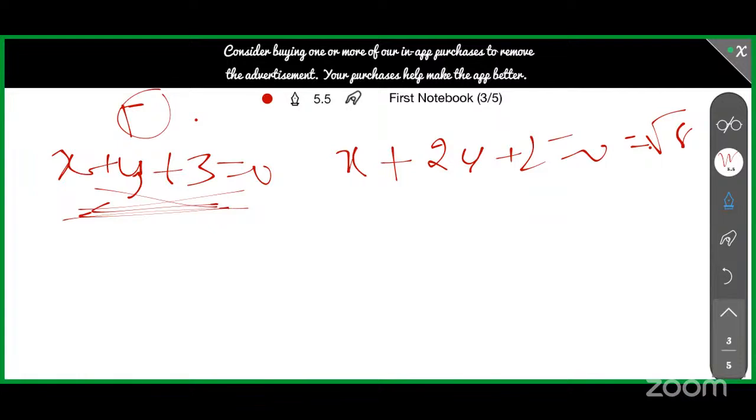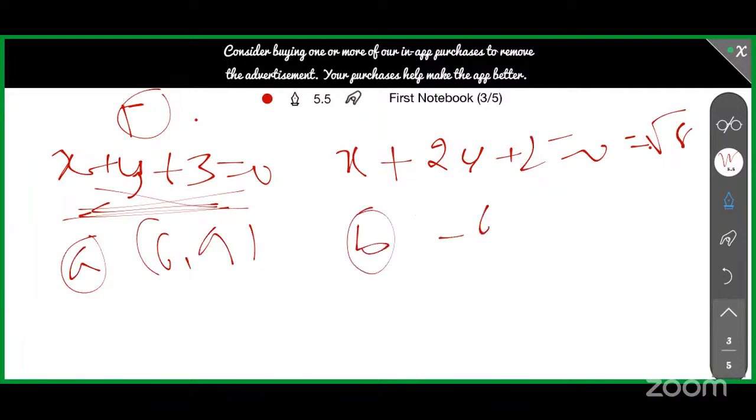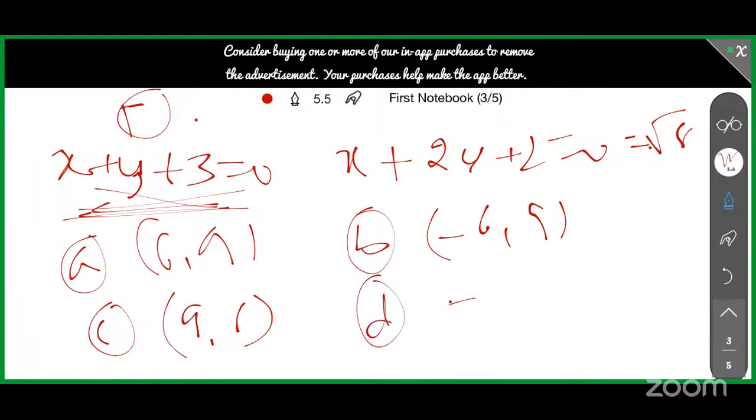First option is option A: 6, 9. Option B: minus 6, 9. Option C: 9, 6. Option D: minus 9, 6. So this is a homework question to be solved.